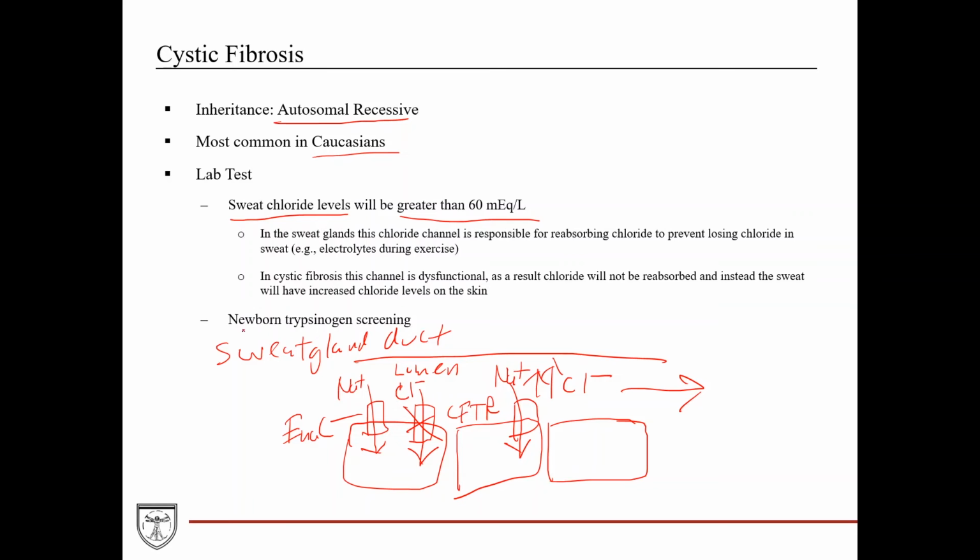The other test here that we have mentioned is you do a newborn trypsinogen screening. And so what this does is it measures the levels of trypsinogen, which is the precursor to trypsin, which is a digestive enzyme secreted by the exocrine pancreas. And you actually will see increased levels of trypsinogen in the blood because it's not getting efficiently excreted from the pancreas.